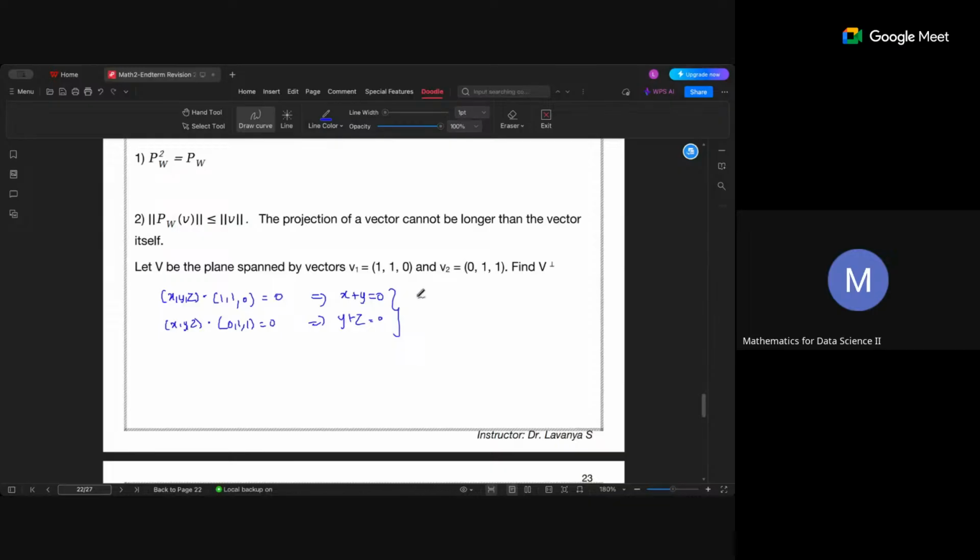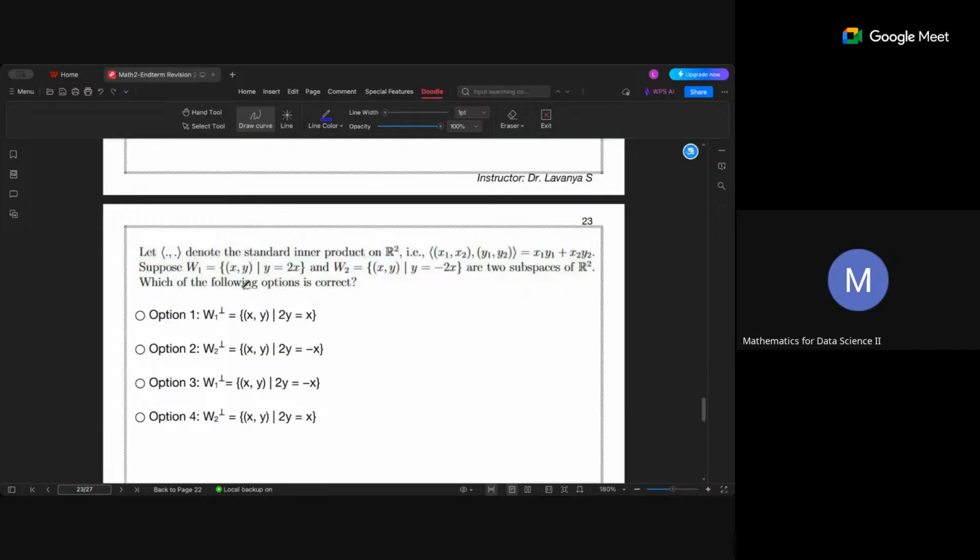Now from this you can say x is equal to minus y and z is equal to minus y. So what is your v perp? It is the set of all minus y comma y comma minus y, with y in R. Or you can say span of minus 1 comma 1 comma minus 1. So if you take any vector of this form, it is orthogonal to this as well as this, correct? Yes, ma'am. Okay.